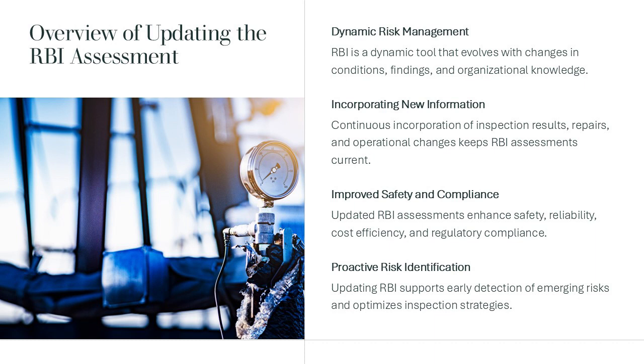At the time an RBI assessment is first performed, it reflects the best available data, assumptions, and understanding of damage mechanisms and consequences. However, as time progresses, new information becomes available through inspections, repairs, process changes, and operational experience. If this information is not systematically incorporated, the RBI program can quickly become outdated and lose its effectiveness as a decision-making tool. Updating the RBI assessment ensures that changes such as inspection results, equipment modifications, maintenance practices, and mitigation strategies are properly reflected in the calculated risk.